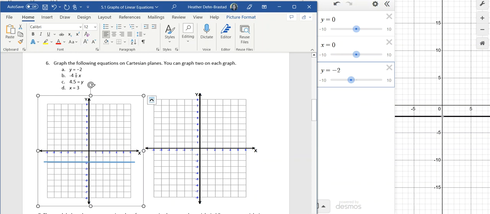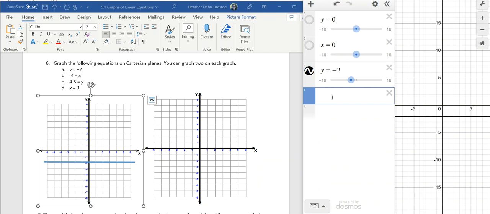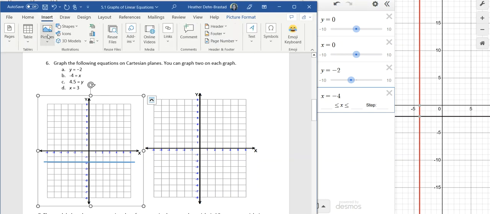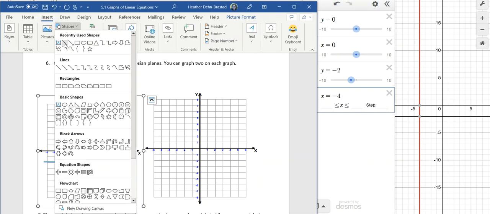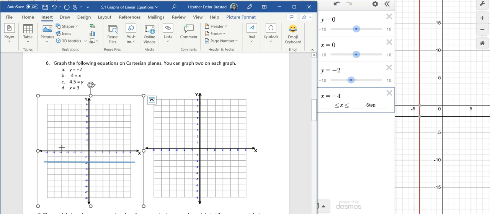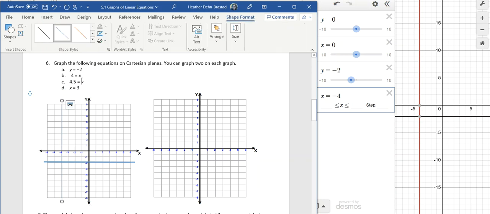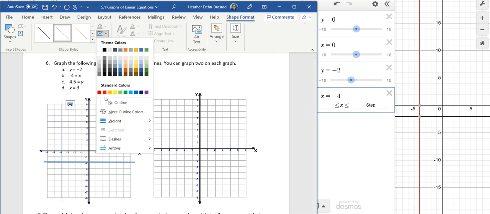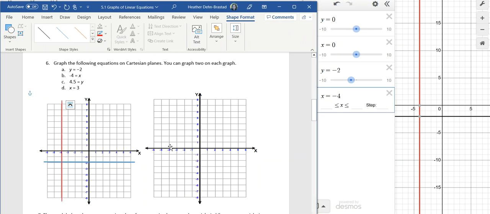To graph x equals -4, that's going to be a vertical line. Let me look and see what it looks like on Desmos. X equals -4 is a vertical line going up and down through -4 on the x-axis. So I'm going to insert another line. Once you insert one line, it'll come up on your recently used shapes, and I need to make a vertical line through there. And again, I'm going to make it a little heavier. Maybe I'll change the color too and fatten it up a bit so I can see it.